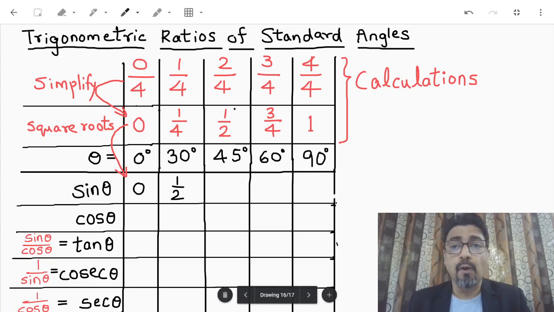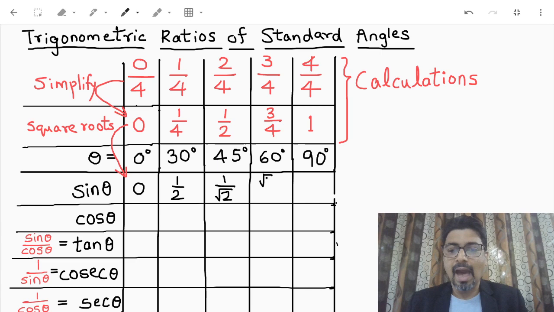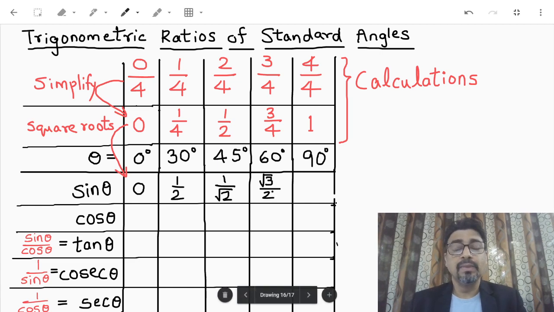Above 45 degree, we have 1 upon 2. What is square root of 1 upon 2? Square root of 1 is 1 and square root of 2 is, do we have an answer? No. So write it as root 2. Right, we will put 2 under square root sign. Next, above 60 degree, we have 3 upon 4. What will be its square root? Root of 3 is root 3 and root of 4 we know it's going to be 2. So root 3 upon 2. And the last one, above 90 degree, the number is 1. What is square root of 1? It will be 1 itself.